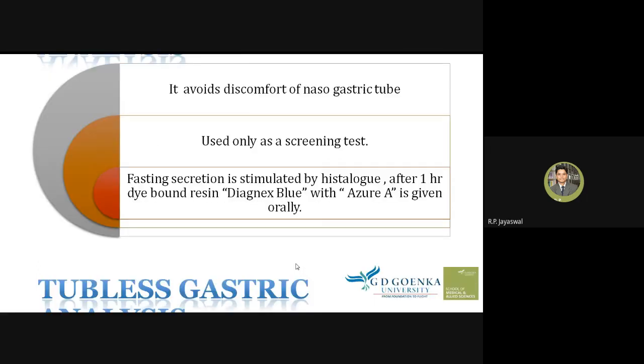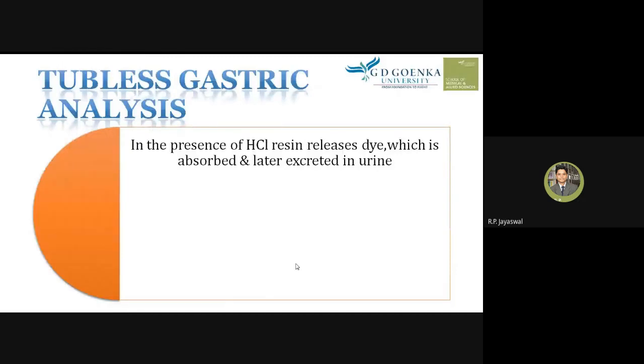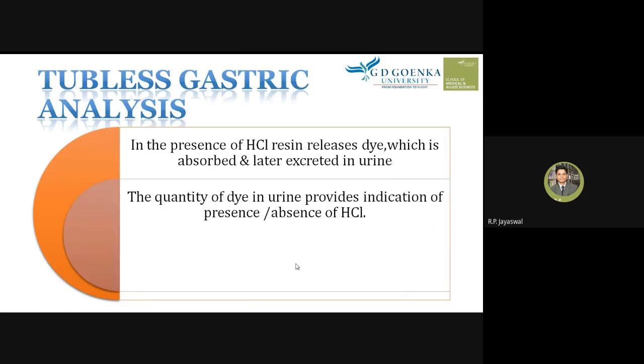In tubeless gastric analysis, in the presence of HCl the resin releases dye, which is absorbed and excreted in the urine. The quantity of dye in the urine provides an indication of the presence or absence of HCl. So what the patient has taken orally, we now measure in the urine sample, and the dye in the urine indicates the presence or absence of HCl in the gastric juice.